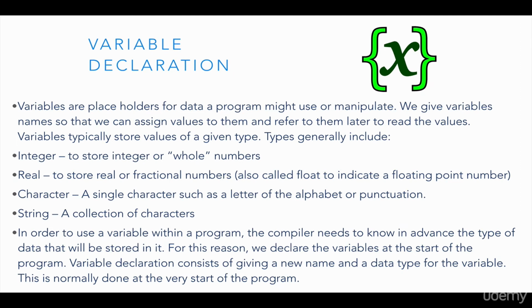Types generally include integer to store integer or whole numbers, real to store real or fractional numbers. Actually, in Java we call them float to indicate a floating point number. For example, assume that we want to assign a fractional value to our variable. We should give that specific variable a float type or a double type, which I am going to talk about more later in the course, and what's the difference between a float variable and a double variable.